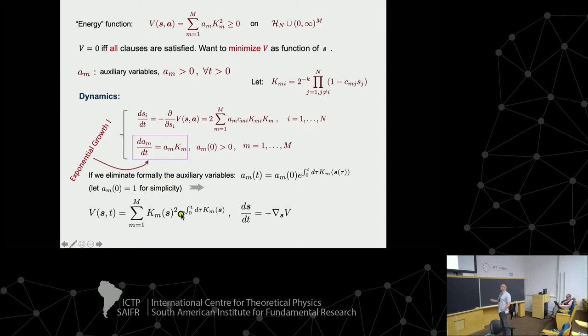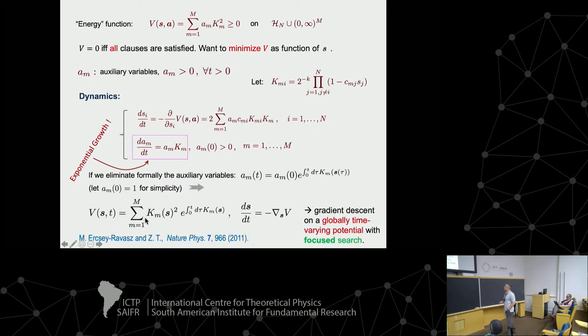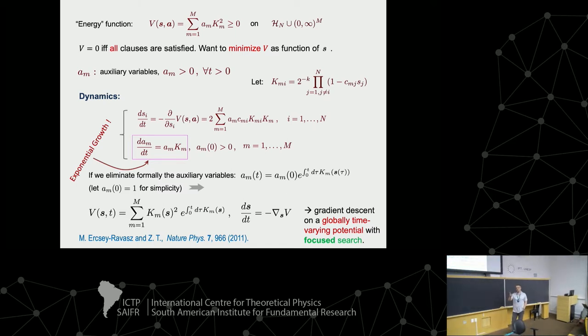Now, if you pick that one clause and plug it into this equation, you can convince yourself easily that the dynamics is such as to drive that clause to satisfaction, towards 0. But then some other term suddenly gets larger than this one that's being driven down, and then the whole cycle is repeated until all of them, if there is a solution, are pushed down to 0. So what you do is actually gradient descent on a globally time-varying potential with focused search. The variation of the potential itself is coupled back to the search dynamics.